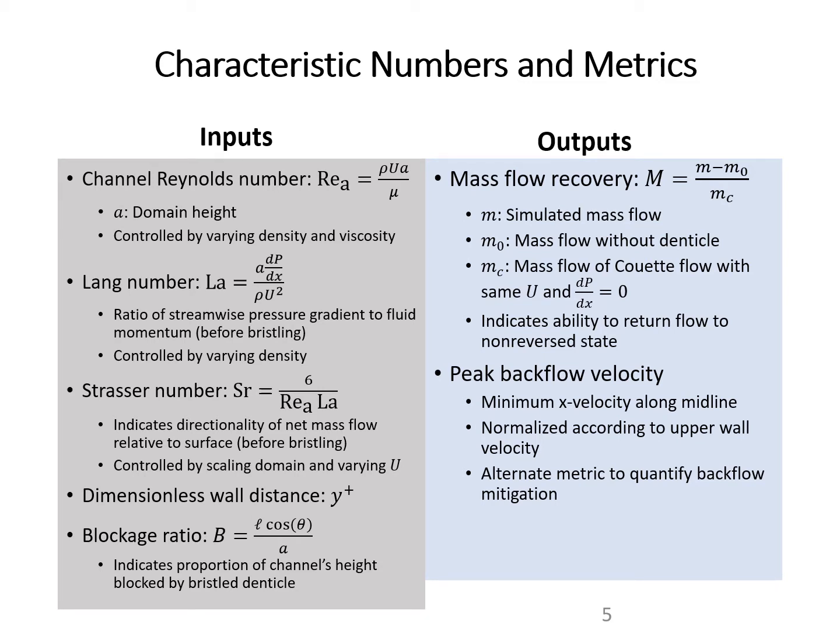The next number is a novel number that we have proposed called the Strasser number. And the Strasser number is 6 divided by the product of the channel Reynolds number and the Lang number.